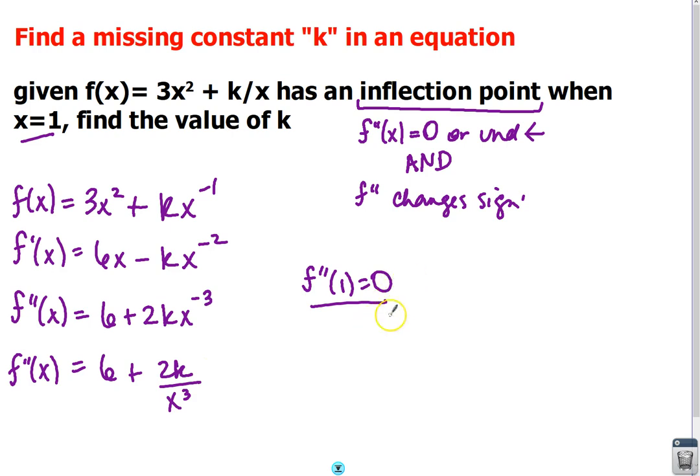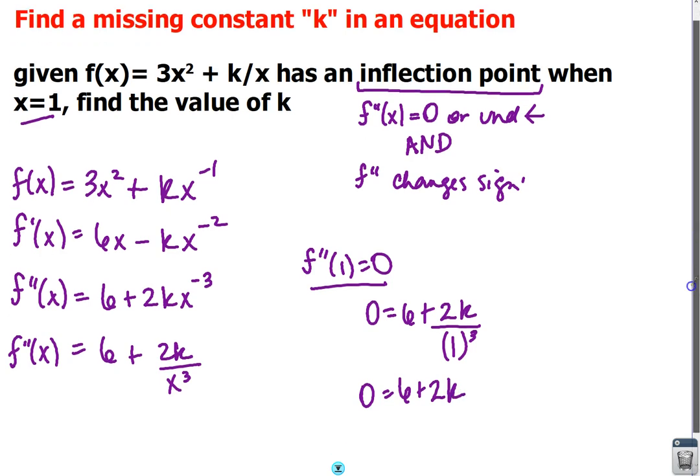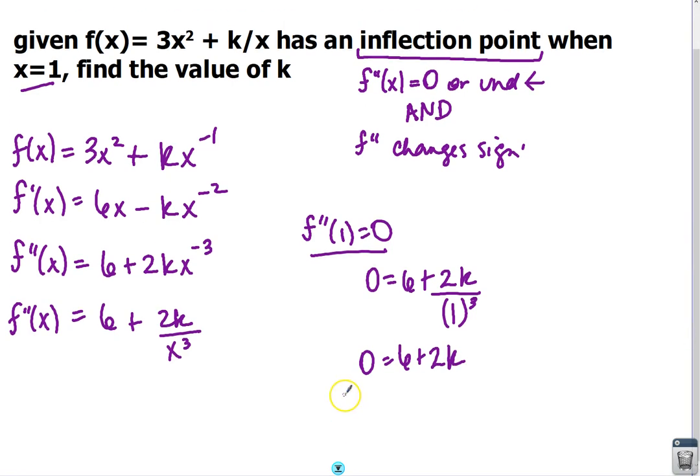So that means 0 is equal to 6 plus 2k over 1 cubed. I go ahead and plug in 1 into my second derivative, because I know when I plug in a 1, I'm supposed to get 0. So 0 is equal to 6 plus 2k. That means negative 6 is equal to 2k, so k is equal to negative 3. So we find a missing constant k. Found it. k is equal to negative 3.